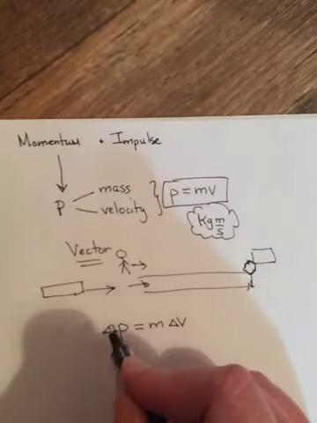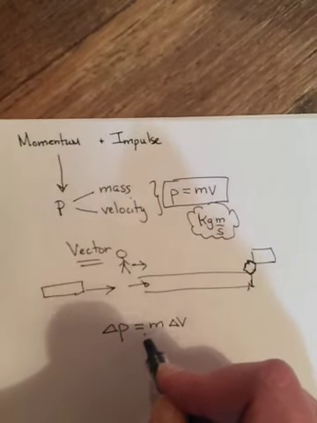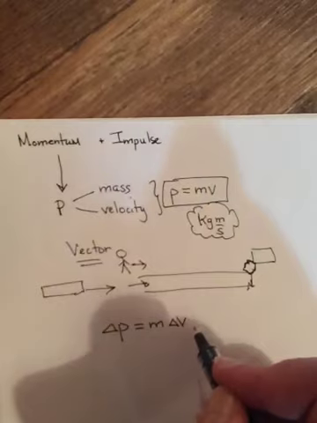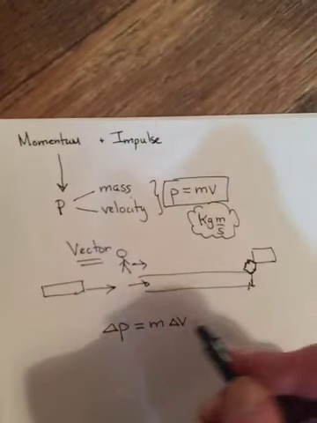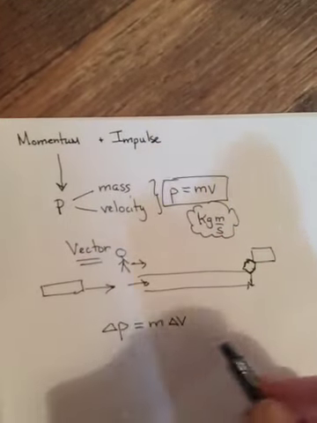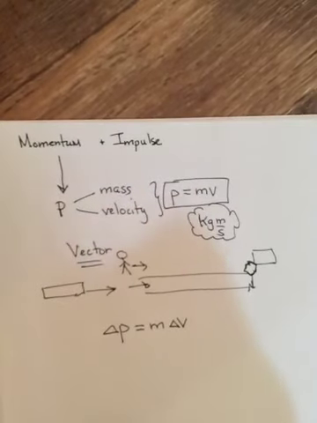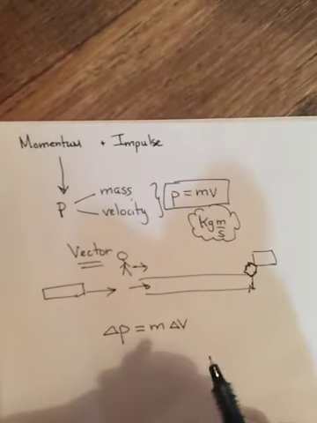So change in momentum is usually written as equal to mass times change in velocity. When you go on into university, you'll see some questions where the change in momentum happens because of the change in mass.